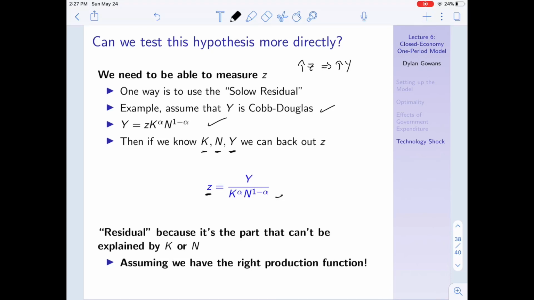That's the logic here. And this is kind of important: we'll get good estimates of Z if and only if we have a good representation of the production function. This comes back to something we saw in an earlier lecture as well, that a lot of this is based on having the right model. If in fact the true model of the economy is very different, we might arrive at incorrect conclusions.